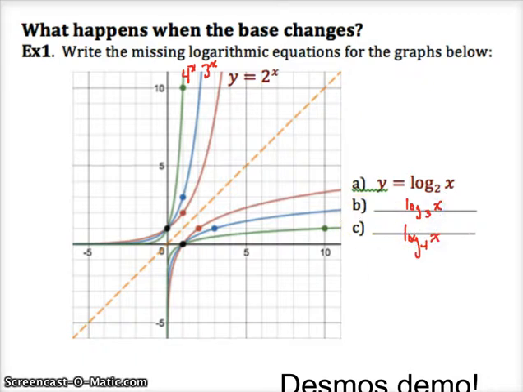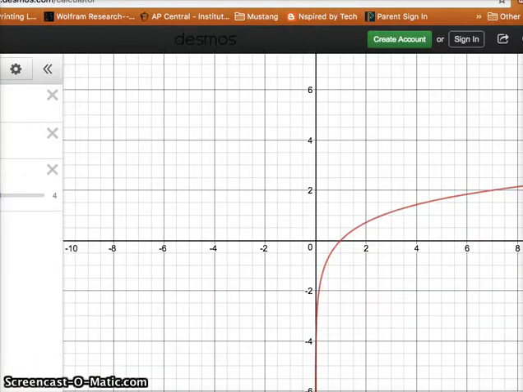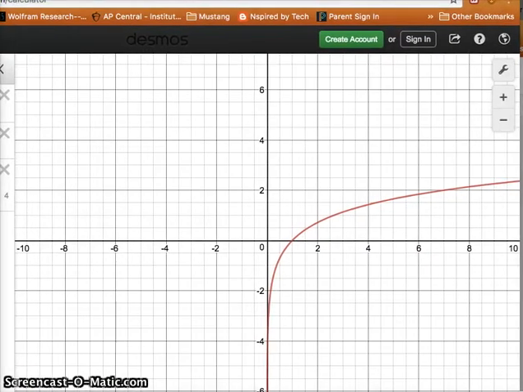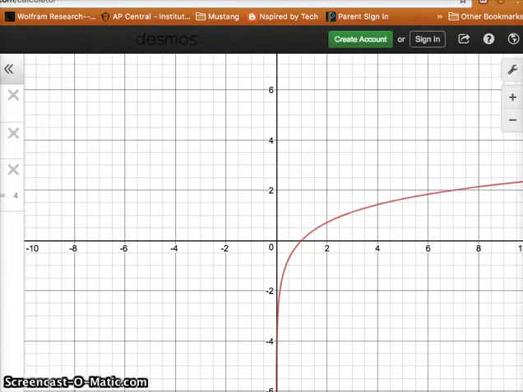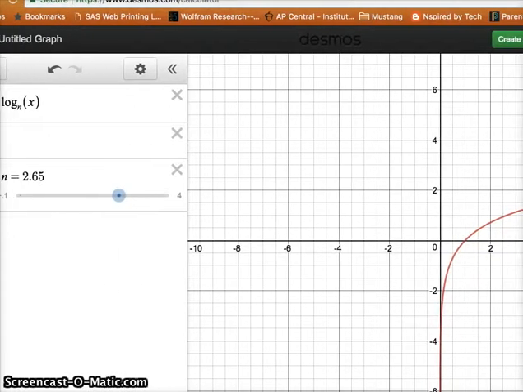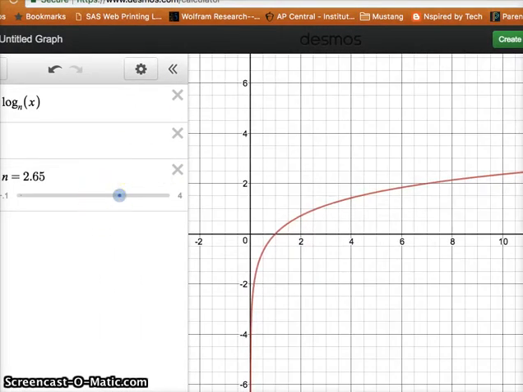On Desmos, this is pretty cool. Oh, wait, wrong video. On Desmos, let me move this over so you can see it. Sorry, this is a little bit of a mess. I graphed this, so you can see what I graphed. I graphed log base n of x, and I made a slider for n. So if you move the slider, you can kind of see it if I do that, I guess. I can move this over.